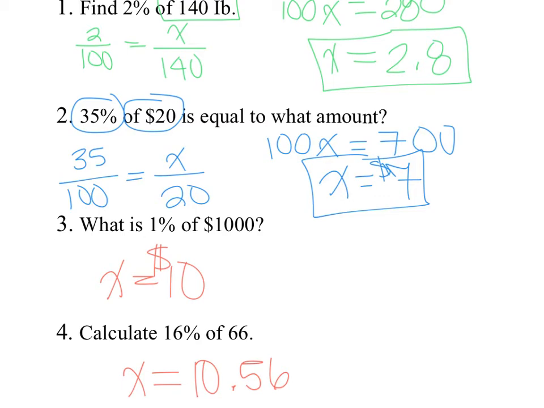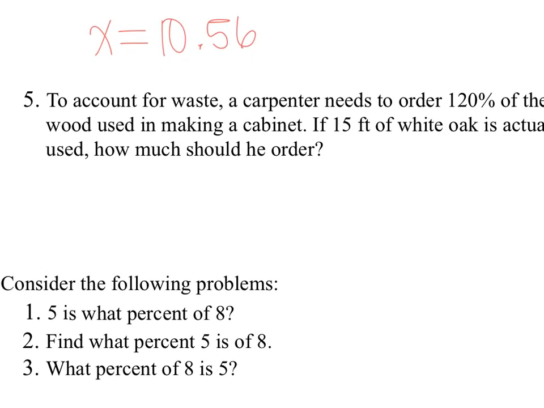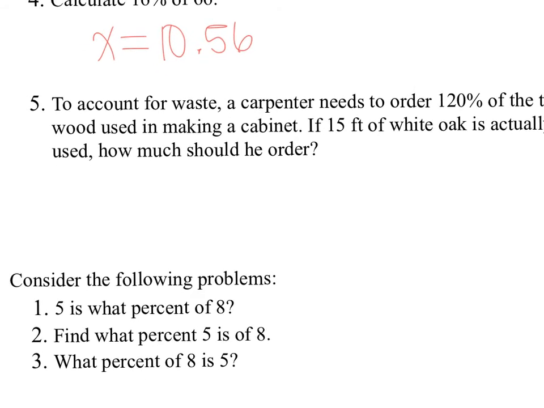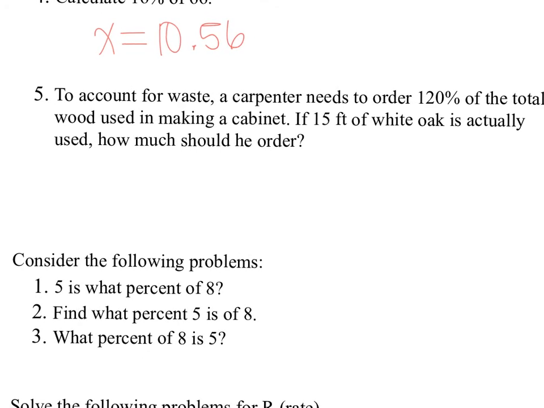So let's take a look at one that's a little bit more detailed. So take a look here at number 5. We have a carpenter that needs to account for waste. He needs to order 120% of the total wood used in making a cabinet. So if 15 feet of white oak is actually used, how much does he need to order?